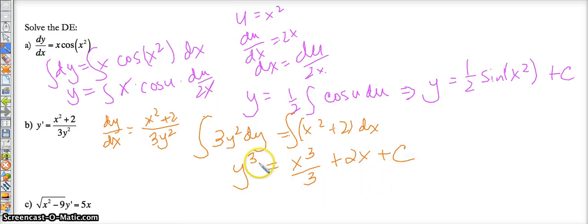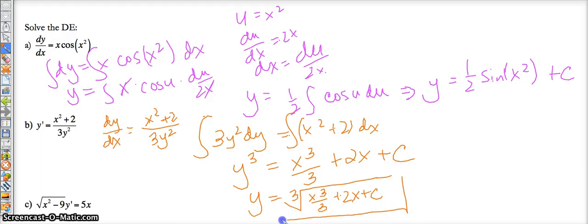Now, if I want to solve for y, because we're not done, how do I get rid of y cubed? I hope you all said you take the, yes you do, the answer is the cube root. So you're taking the cube root of x cubed over 3 plus 2x plus c. Everything is inside that cube root. And that right there, again, is the general solution to this differential equation.